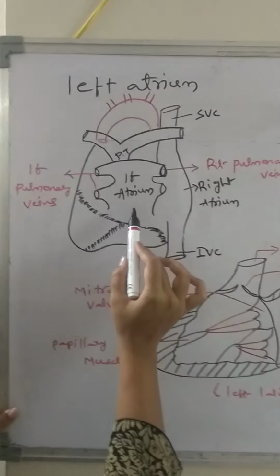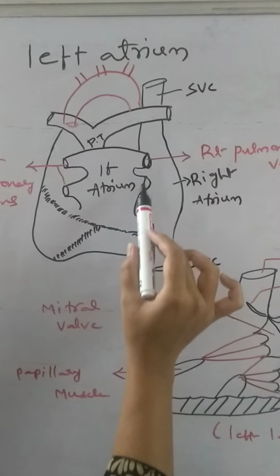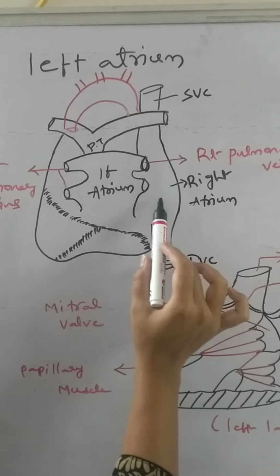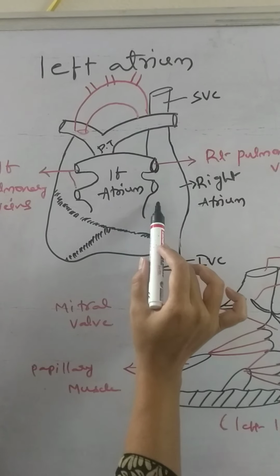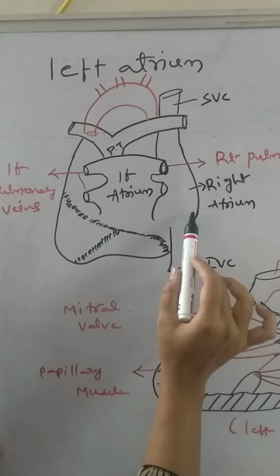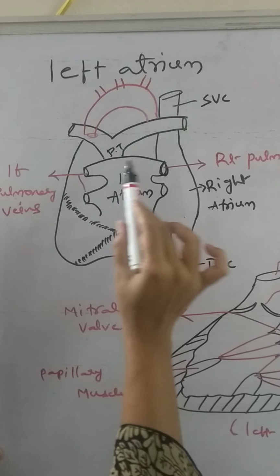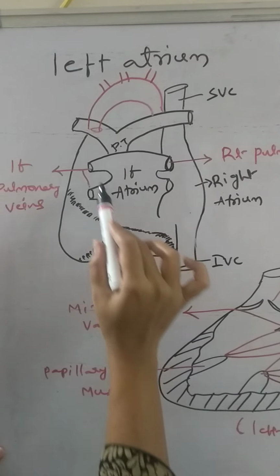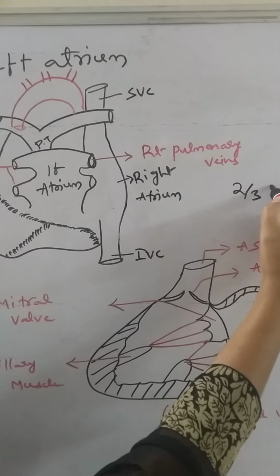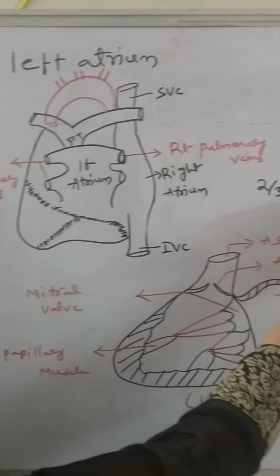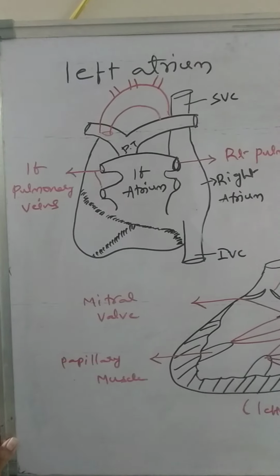The left atrium is present behind the right atrium and on the left side of the right atrium. It is somewhat quadrilateral in shape. It forms two-thirds of the base of the heart.